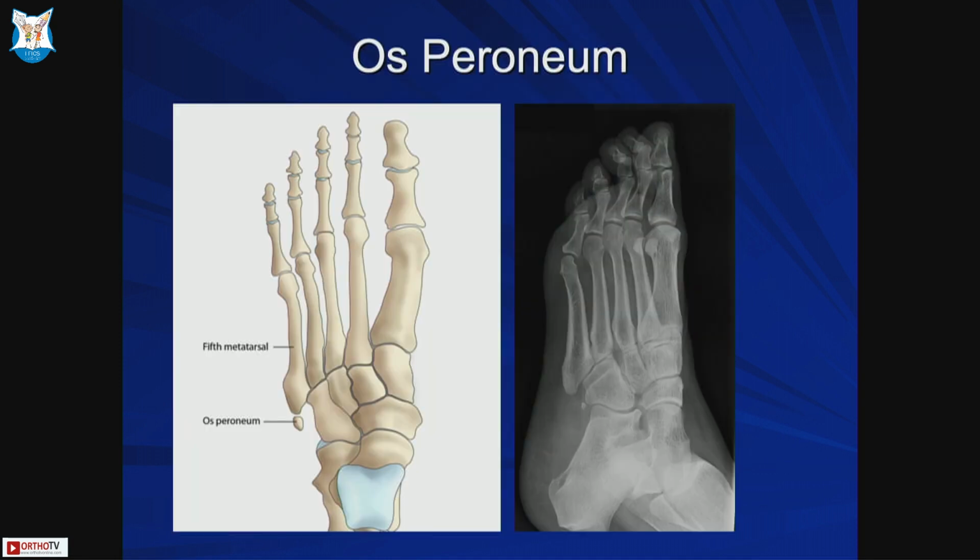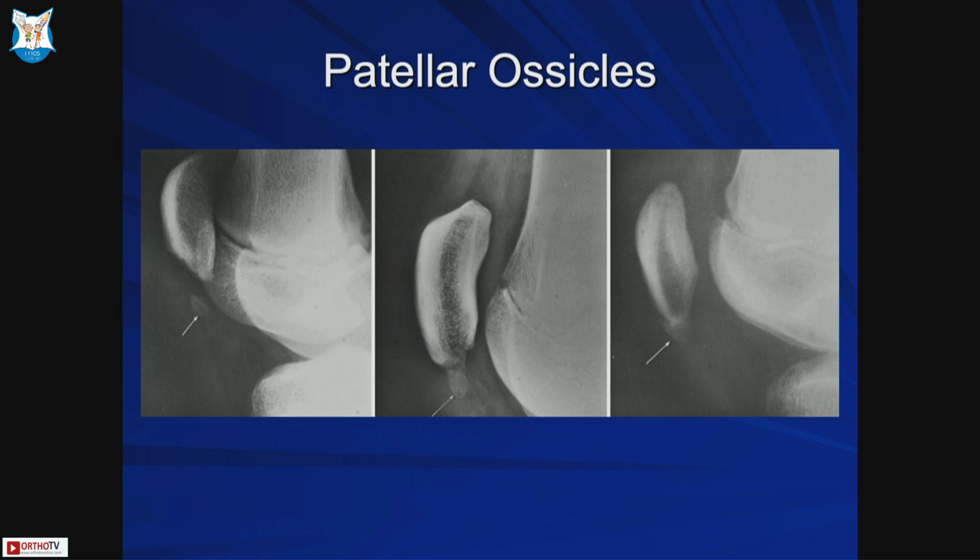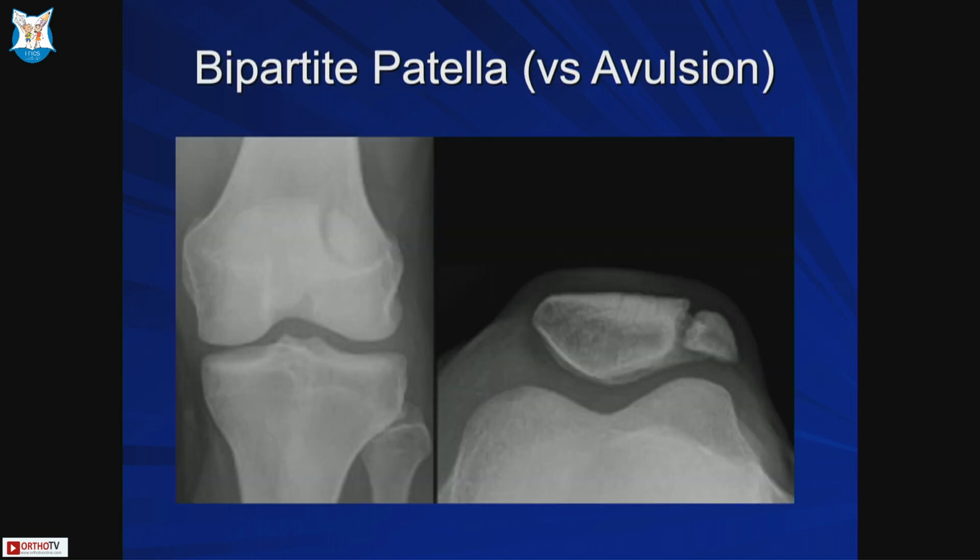Same with os peroneum, which is just an extra ossicle along the base of the fifth metatarsal, as seen on these views. You can get some ossicles along the inferior aspect of the patella. These are normal ossicles, these are not fractures. And the ossicles usually have very good contour, they have good round shapes, sclerotic borders. That's how you can differentiate. Bipartite patella is normal in the superolateral quadrant. I've had a few patients that were referred for fractures, but these are normal variants. Unless you have a superimposed injury on top of this, that does not need to be fixed.